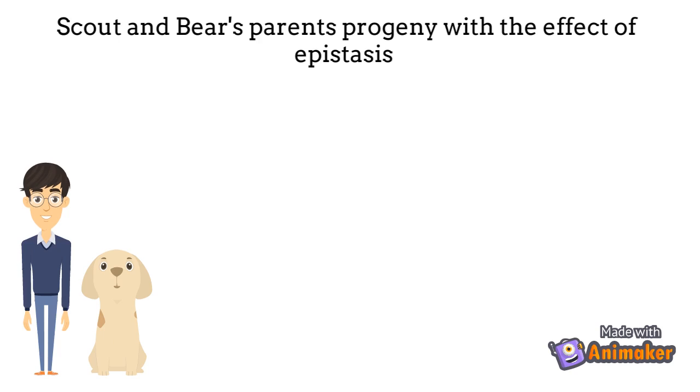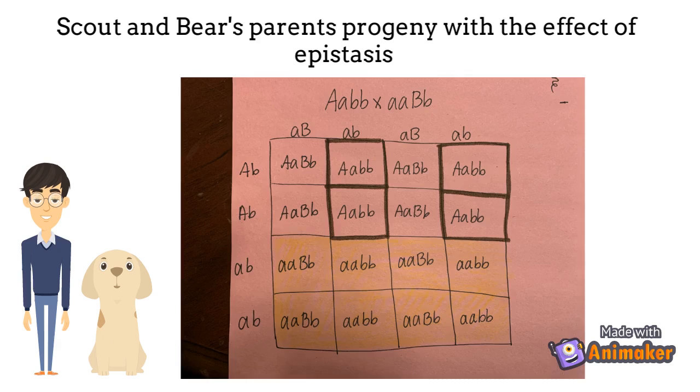Let's look at Scout and Bear's specific parental genotypes. They are big A little a, big B little b, and little a little a, big B little b. From this cross, 8 yellow Labradors are produced, 4 black Labradors, and 4 brown Labradors. Let's take note, though, that out of the 8 yellow squares shaded in, 3 different genotypes are presented.